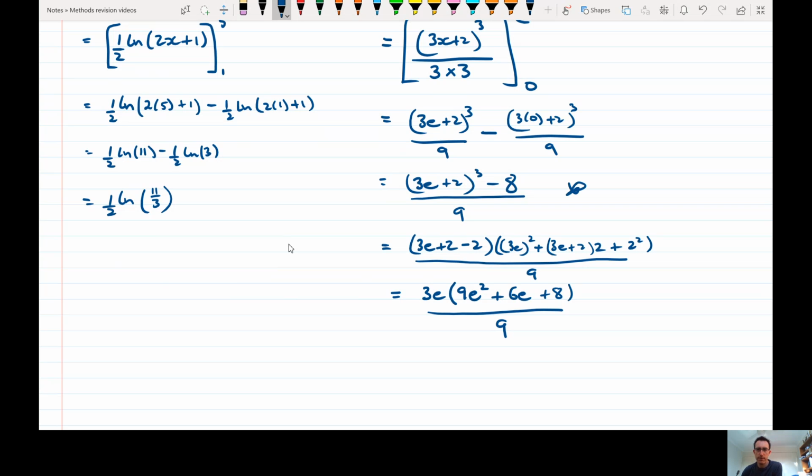I imagine that will be sufficient here, but it's also useful to be able to factorize because it could very well come up. And that is how you use definite integrals.